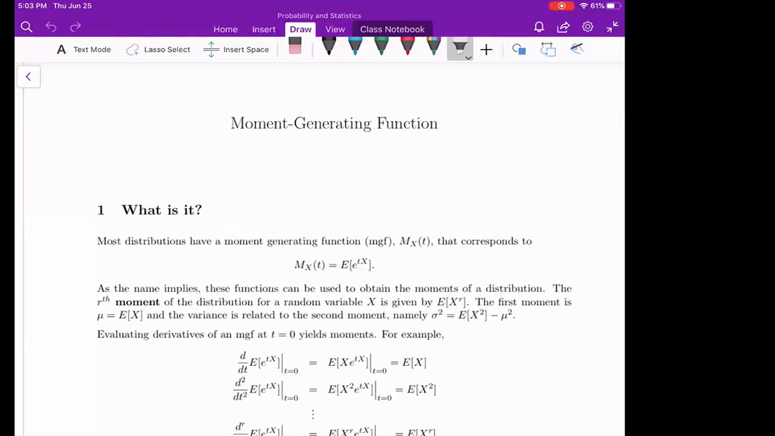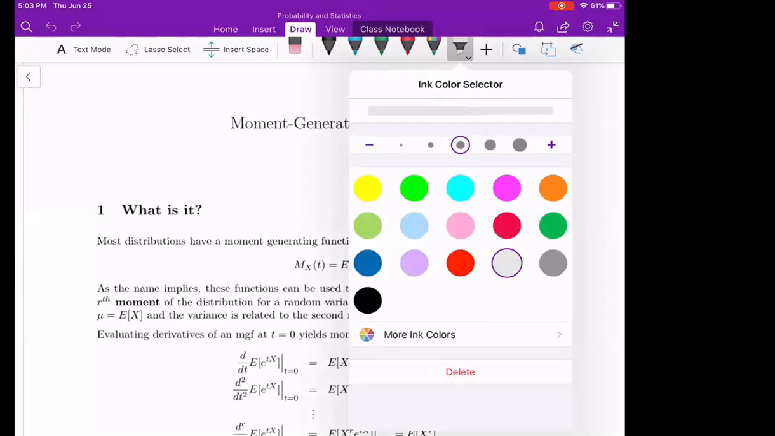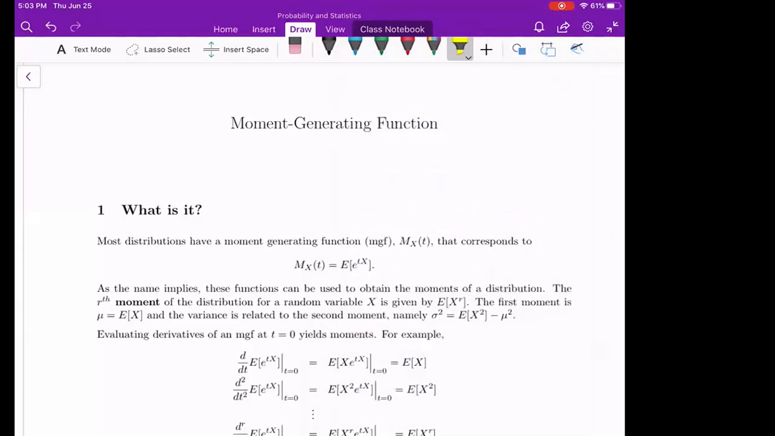Obviously, if we don't finish today, it'll carry over into Sunday. But let's just jump right into the MGF idea. MGF is a very specific type of expected value, and we have that expected value written right here.